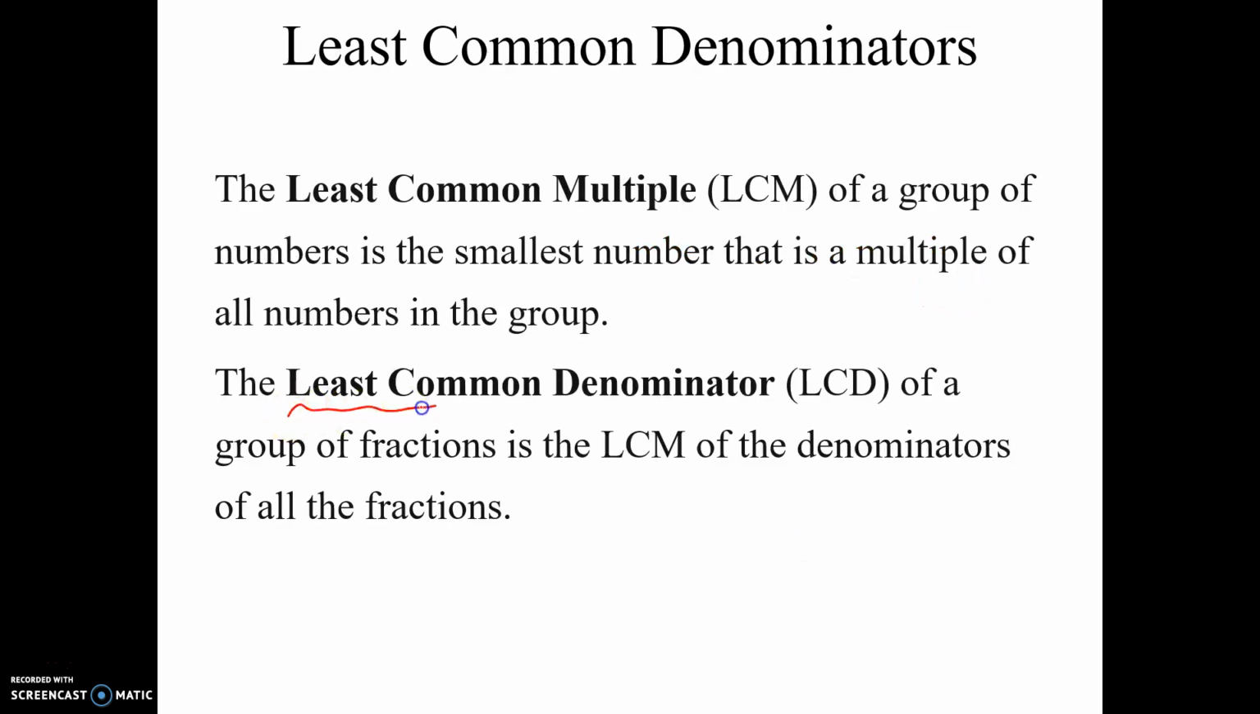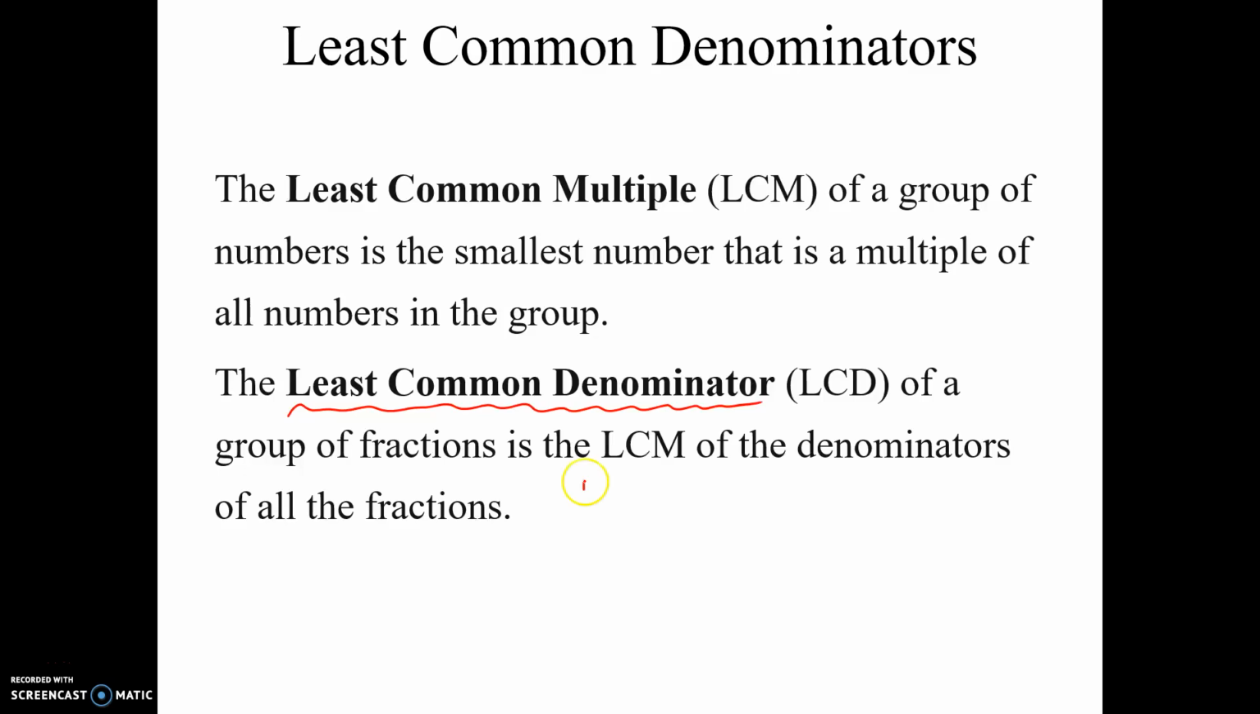Now let's talk about the least common denominator. The least common denominator of a group of fractions is the LCM of the denominators of all the fractions. Now don't worry about that. A least common denominator is a number that all the denominators can go into.